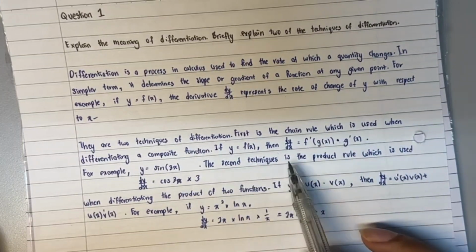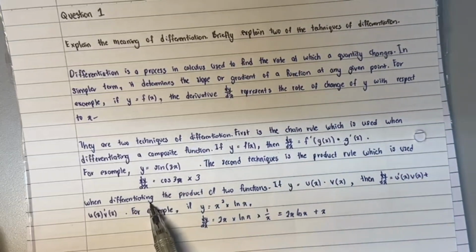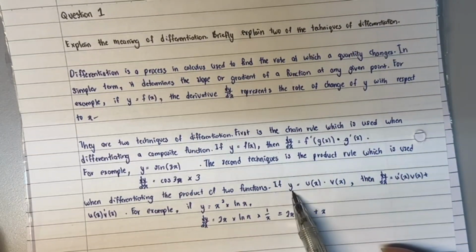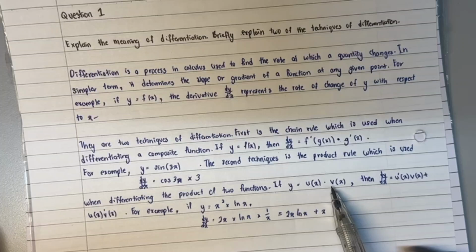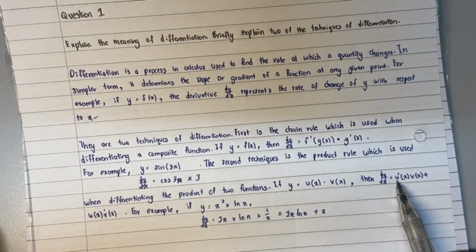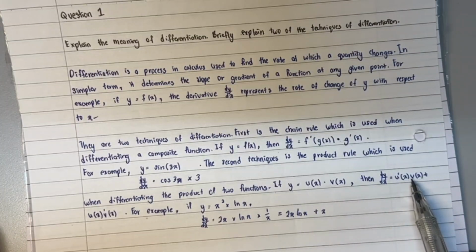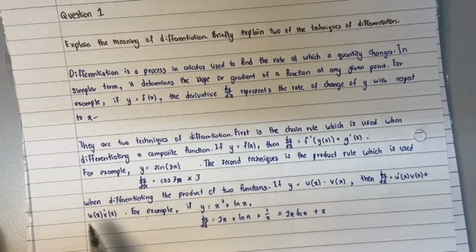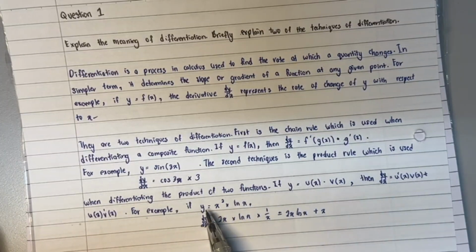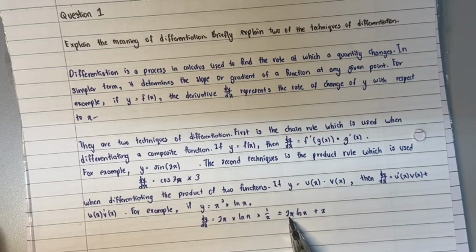The second technique is the product rule, which is used when differentiating the product of 2 functions. If y equals u(x) multiplied by v(x), then dy/dx will be u'(x) multiplied by v(x) plus u(x) multiplied by v'(x). For example, if y equals x squared multiplied by inverse x, dy/dx will be 2x multiplied by inverse x plus x squared multiplied by 1 over x, which is 2x multiplied by inverse x plus x.